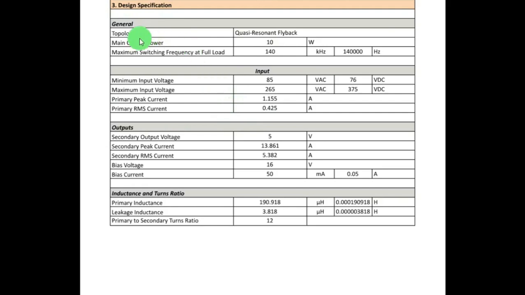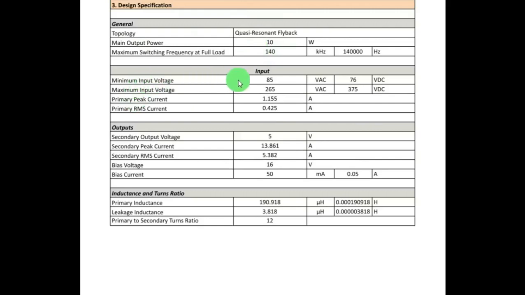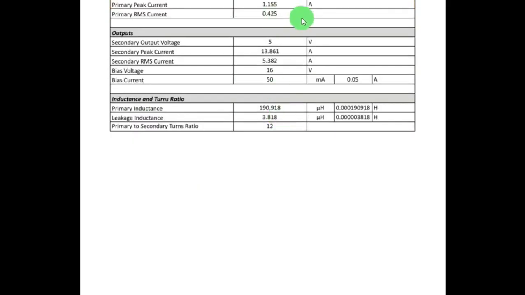Let us say you are selecting the topology as quasi resonant flyback, the main output power is 10 watt, and the switching frequency you are considering here is 140 kilohertz. If you talk about the input specification, your minimum input voltage is 85, maximum 265. You can calculate the primary peak current as 1.15 ampere and the primary RMS current as 0.425 ampere.